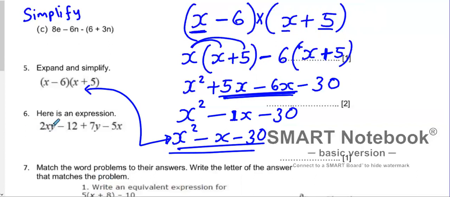Now, number 6 is an expression. Okay, so this question is incomplete. It needs more information. So you can cancel that or you can skip that question.